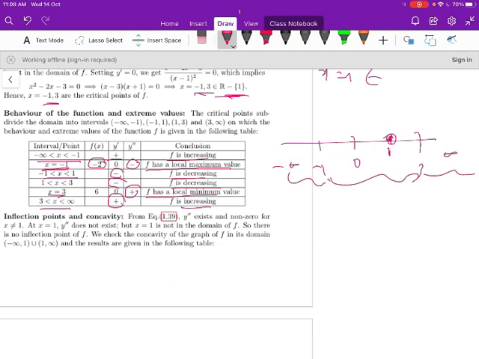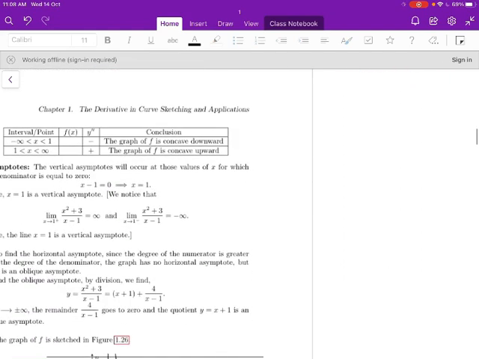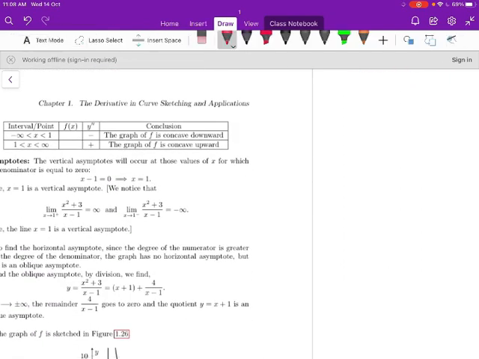So let us move to the point of inflection. Y double dash is non-zero for x not equal to 1. At x equal to 1, y does not exist, and 1 does not belong to the domain of the function f. So there is no point of inflection. Let us check the concavity on minus infinity to 1 and 1 to infinity. For minus infinity to 1, y double dash is negative, the graph of f is concave downward. For 1 to infinity, the graph of f is concave upward.